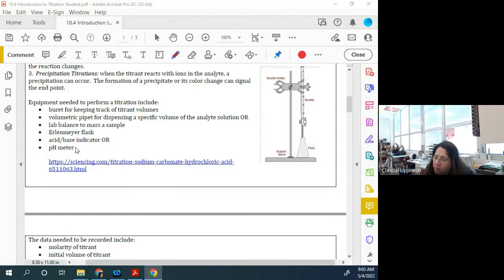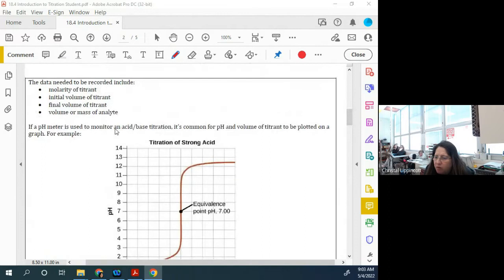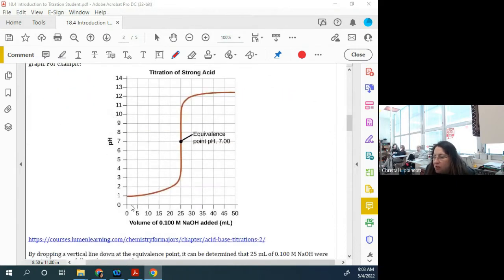And then pH meters are sometimes used. So what is needed for you to record in the process of these? You're going to want to know the molarity of the titrant, the initial volume of that titrant, and then the final volume of the titrant. And then you also need to know whatever you're analyzing, you need to know the mass or the volume of that particular thing. And what you do is you titrate in.